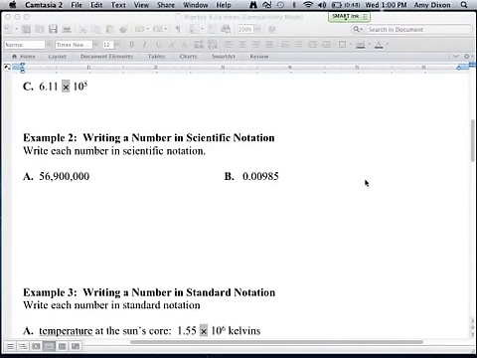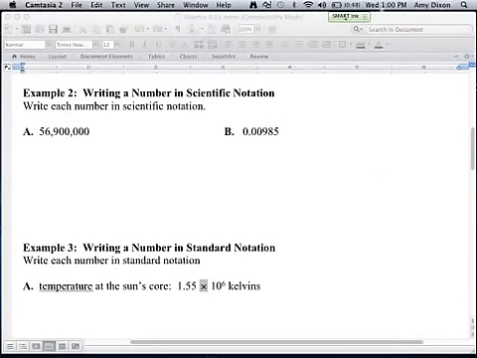Example 2. Now we're going to review how to write a number in scientific notation. This number right here, 56,900,000. We need to write that in scientific notation. The decimal here, where do I want it? Behind the 5. We need it right here because we need that leading number to be between 1 and 10. It's got to be bigger than 1, less than 10. So we put it right between the 5 and the 6.